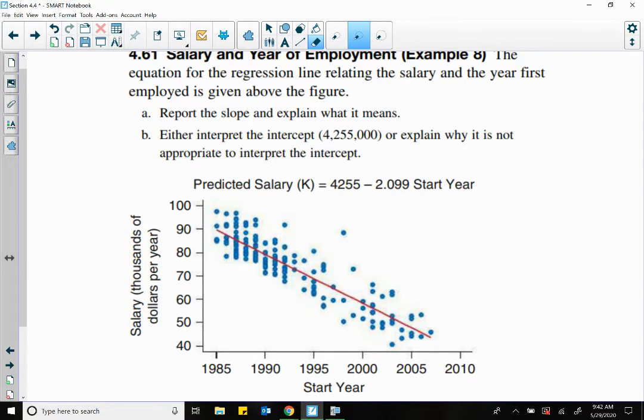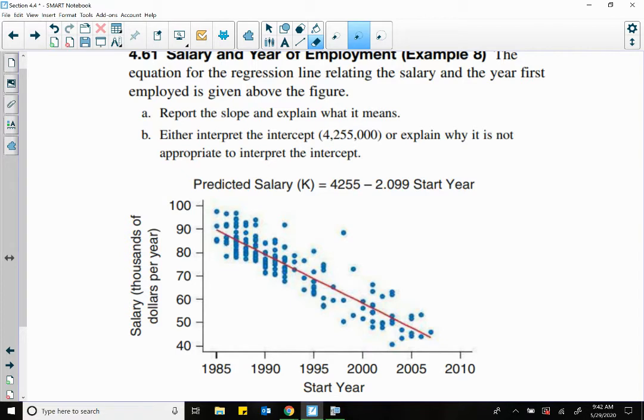Okay. So it says the equation of the regression line relating salary and the first year employed is given by the figure. So we've got the scatter plot, we've got our regression equation. They want you to report the slope and explain it, and either interpret the intercept or explain why it's not appropriate. Again, this is stuff that we've done.